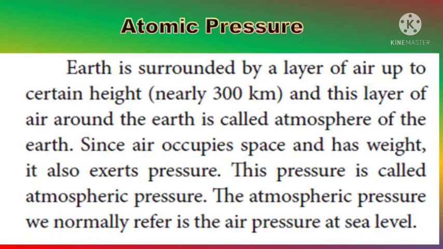The atmospheric pressure we normally refer to is the air pressure at sea level. That means air gets thinner with increasing altitude. Hence, the atmospheric pressure decreases as we go up in mountains. On the other hand, air gets heavier as we go down below sea level, like in mines. I think now you clearly understand this.